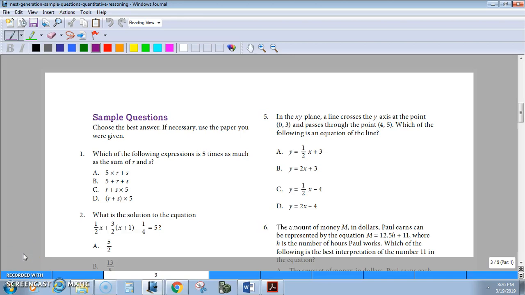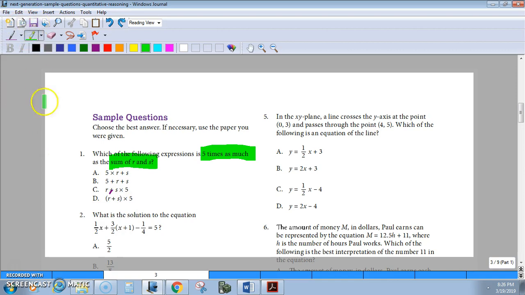All right, Accuplacer test. Here are the sample questions I'll go over with you. I'm not sure if it works the same way with this new generation about the first 4 questions, but let's just start going through. Which of the following expressions is 5 times as much as the sum of r plus s? So it's going to be 5 times more than the sum of r plus s.